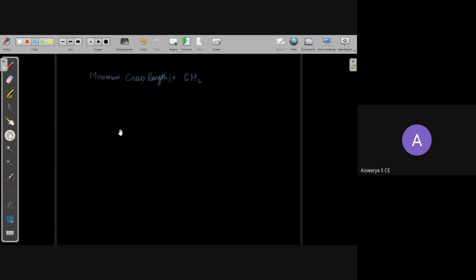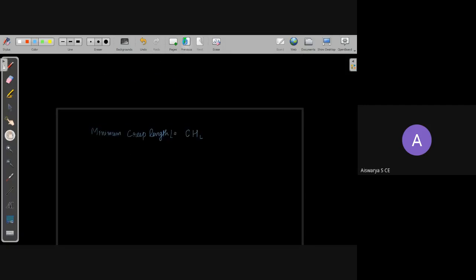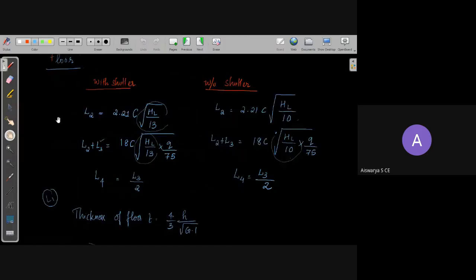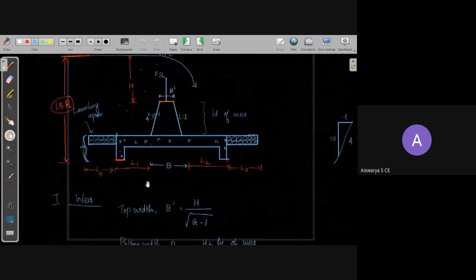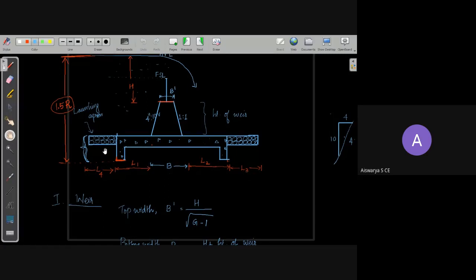When you see the figure in the design, I have mentioned 4 distances: L4, L1, L2 and L3. In that, L4 and L3 is what? Pervious floor. Pervious means that will allow water. L4 and L3 are the launching apron lengths.